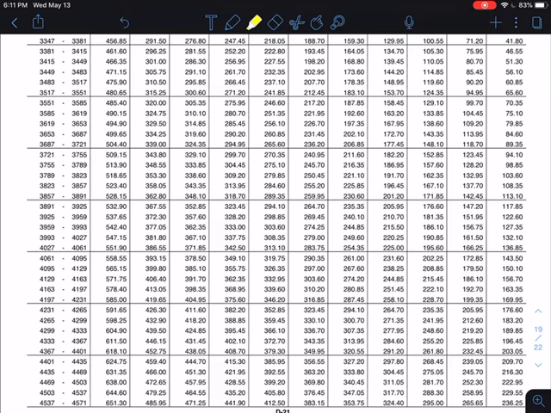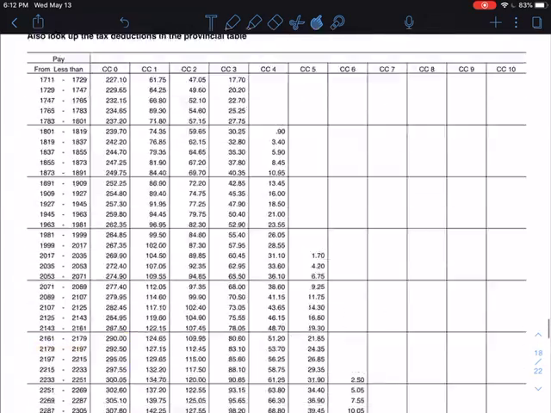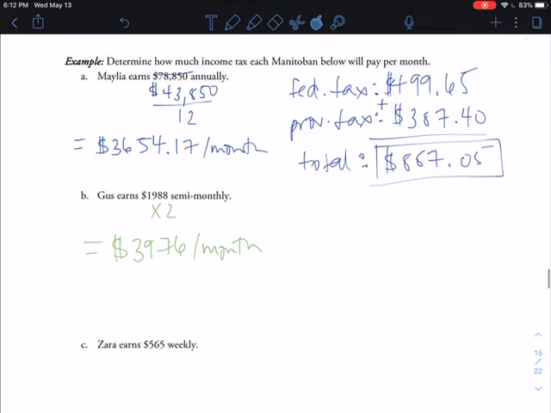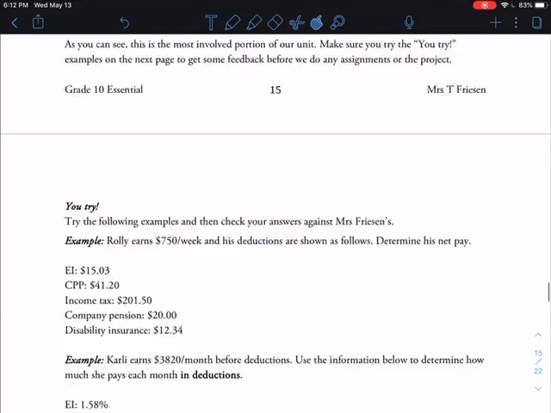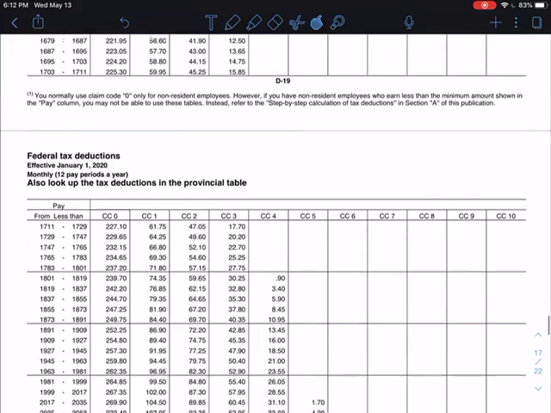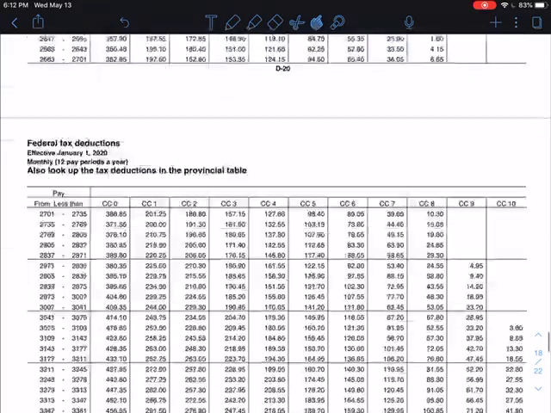Okay, and then we're going to find 3,976 in this bracket, which means $542.40 in tax. Okay, so there we go. That's our tax for this, the federal, so for Gus. Okay, and then we're going to scroll down, and again, we're remembering our number.